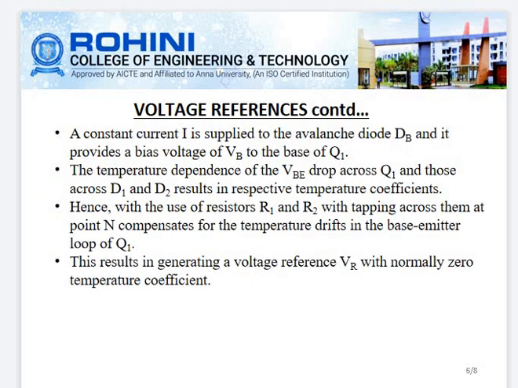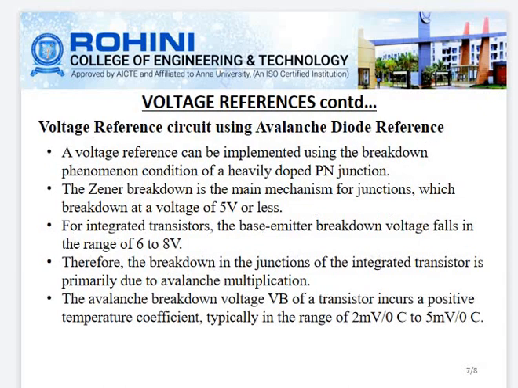A constant current I is supplied to the avalanche diode DB, and it provides a biasing voltage VB to the base of Q1. The temperature dependence of the VBE drop across Q1, and thus across D1 and D2, results in respective temperature coefficients. Hence, the use of resistors R1 and R2 with the tapping across them at point N compensates for temperature drift in the base emitter loop of Q1. This results in generating a voltage reference VR with normally zero temperature coefficient.